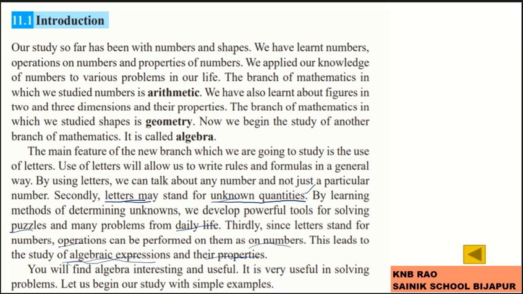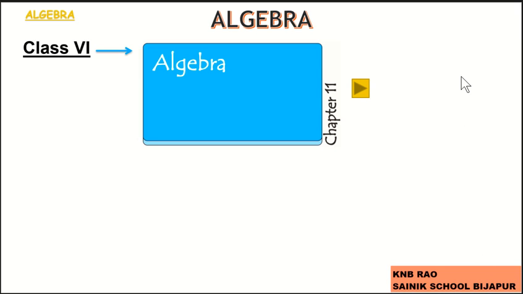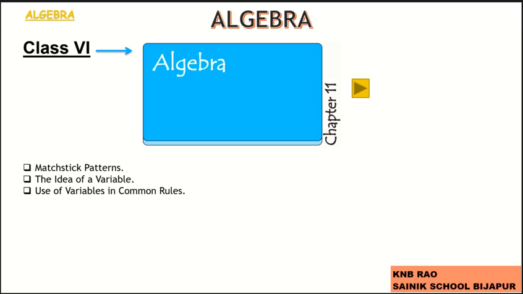It is very useful, children, when you will be solving word problems. Now let us begin with simple examples. The important things that you are going to learn in this chapter: first, matchstick patterns. Next, you will be learning the idea of a variable, and then the use of variables in common rules.